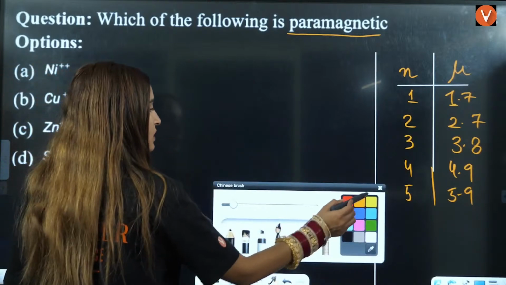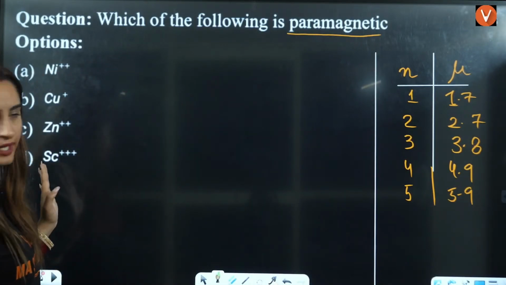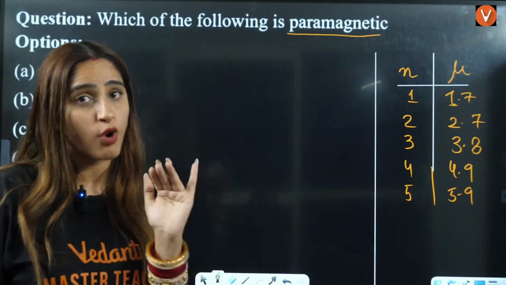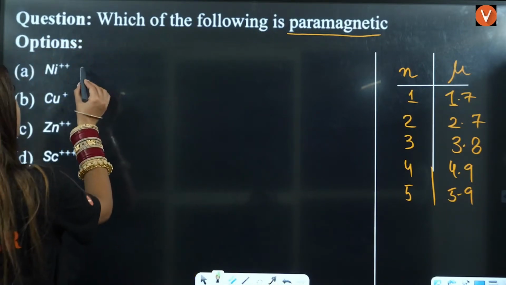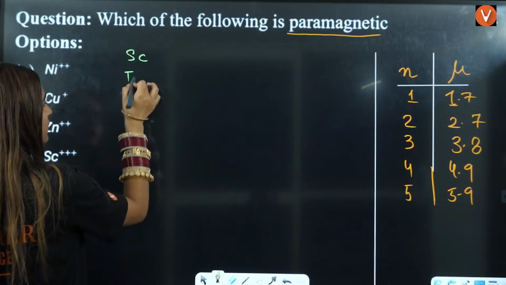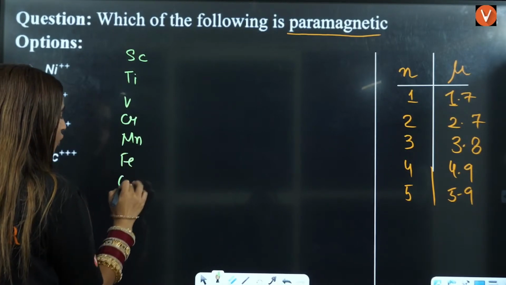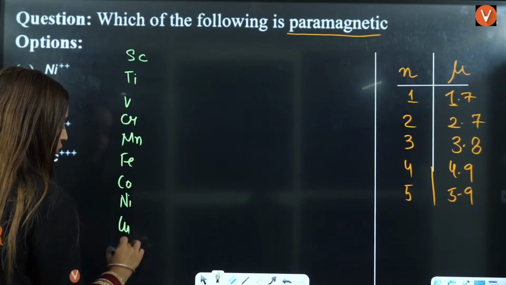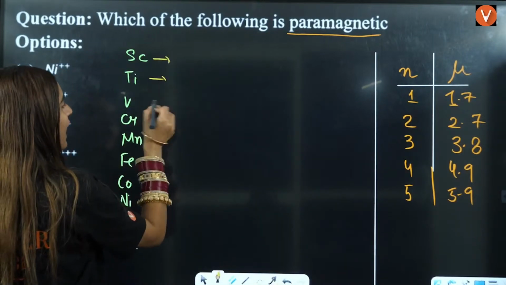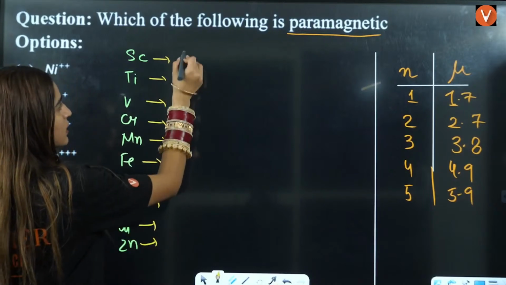Acha. Now see this. Best answer is nickel. Okay? So what you should do, you should know the electronic configurations here. Okay? So here I'll just tell you one time the electronic configuration. All have 4s, 4s, 4s, 4s, 4s. Okay?